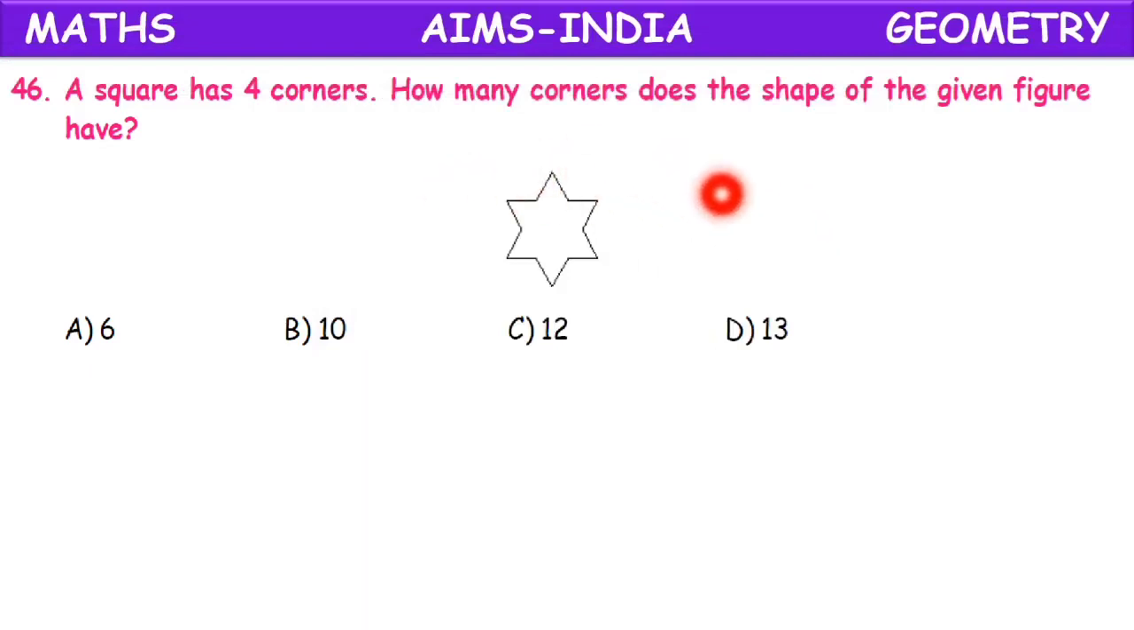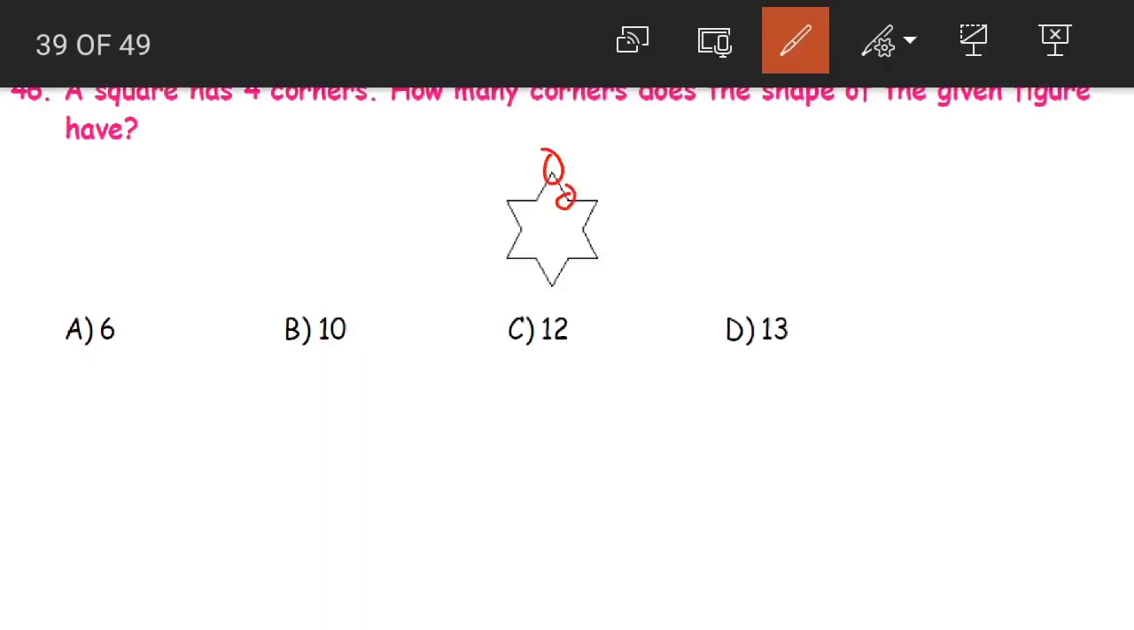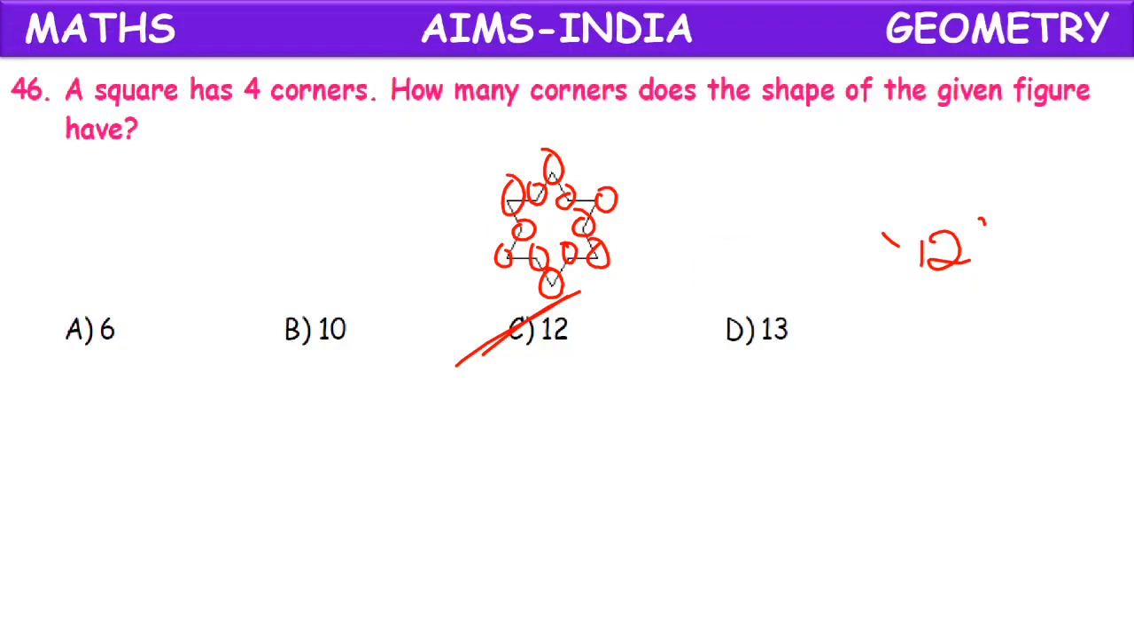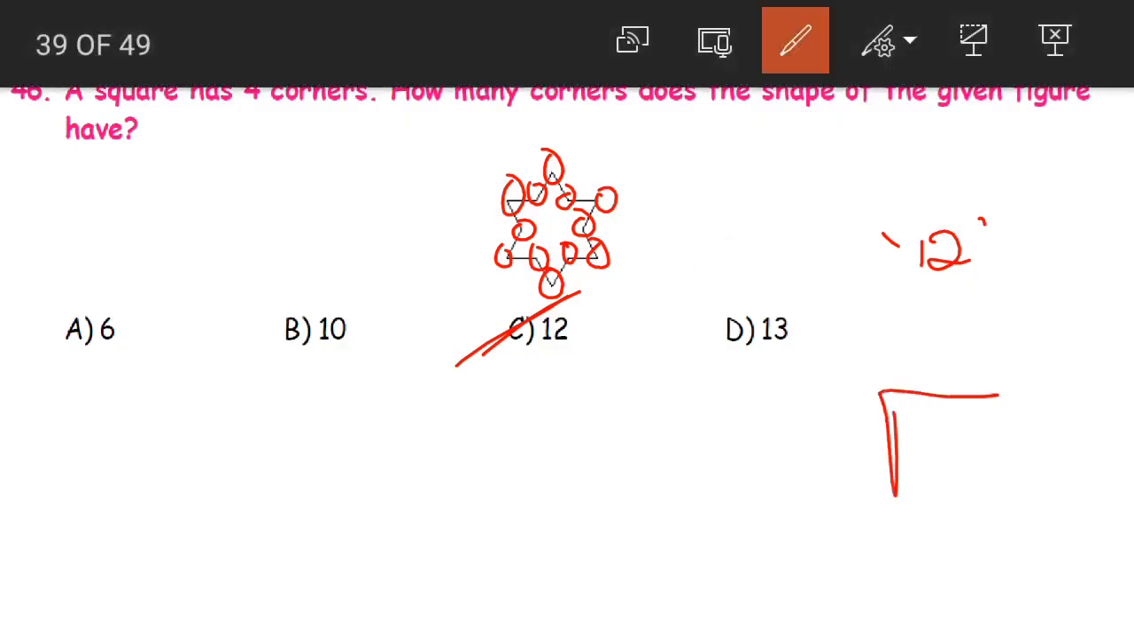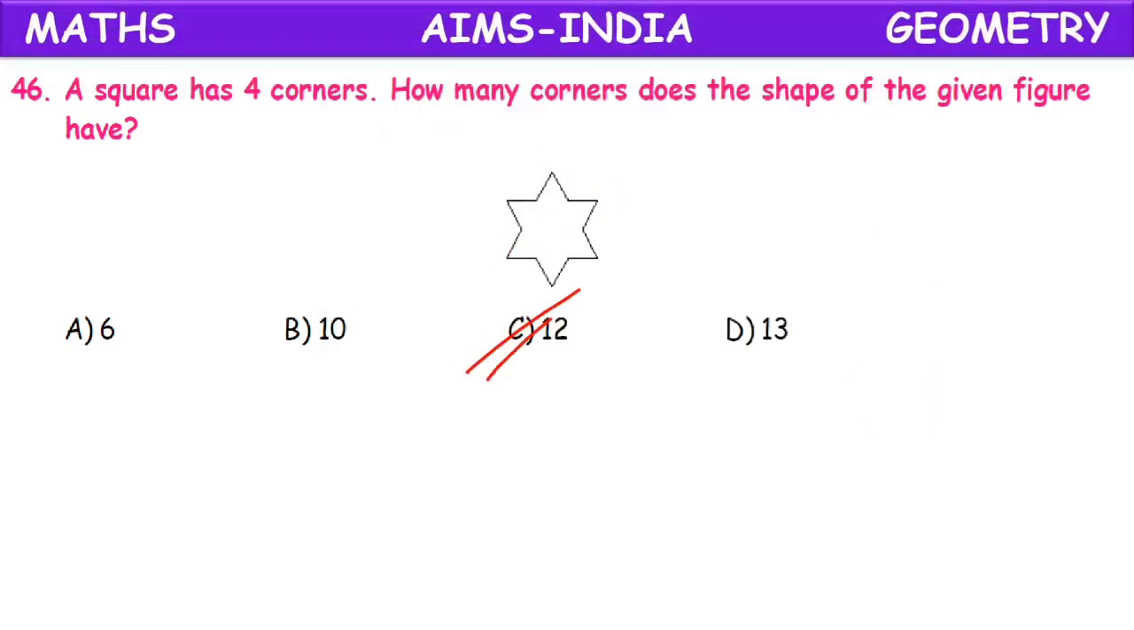We have to find out the number of corners for this. Let us count. 1, 2, 3, 4, 5, 6, 7, 8, 9, 10, 11 and 12. So this figure, the shape given below, has how many corners, children? It has 12 corners, that is option C. Again, what is a corner? A corner is where two sides or the edges of a shape join. Here the pointy parts, yes, it's a point, yes or no? So that will be called a corner. So for question 46, 12 is our correct answer.